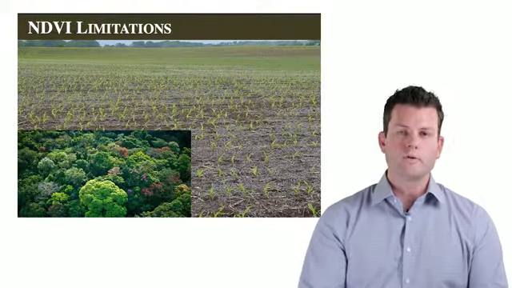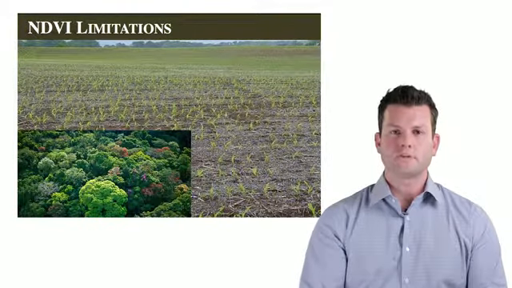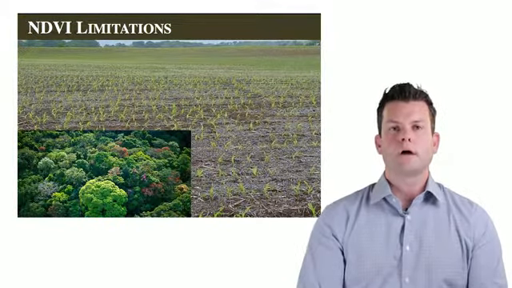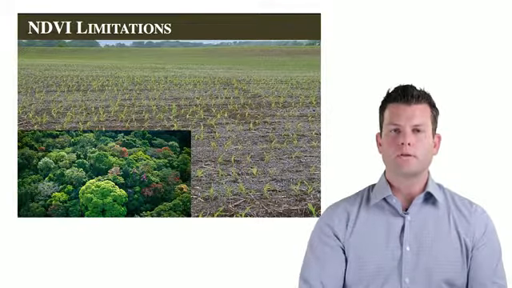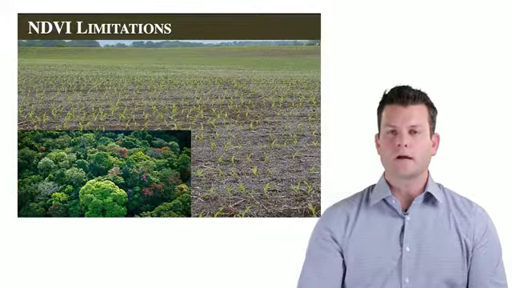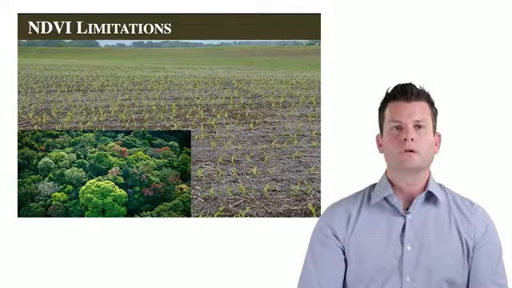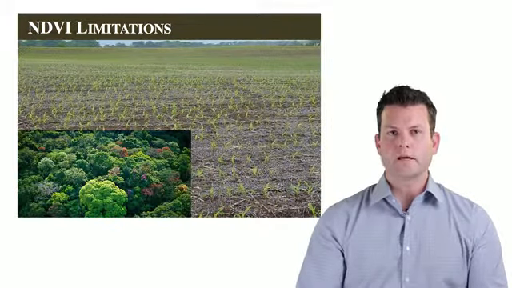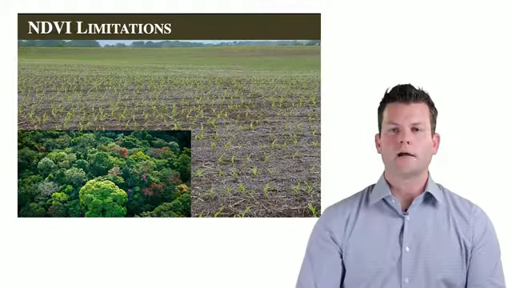On the other extreme, when there's a large amount of vegetation, such as a tropical forest, NDVI tends to saturate when there's a lot of leaf area index. So in a tropical forest, NDVI is not going to be very sensitive to small changes in LAI because LAI is already very high.